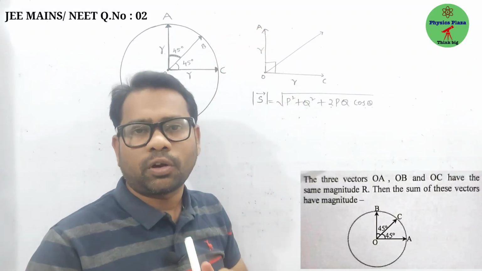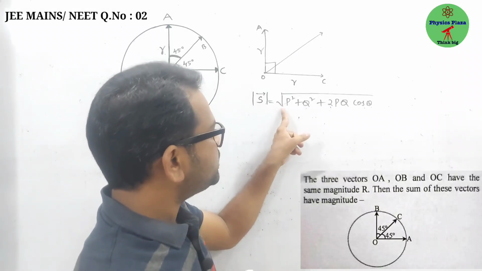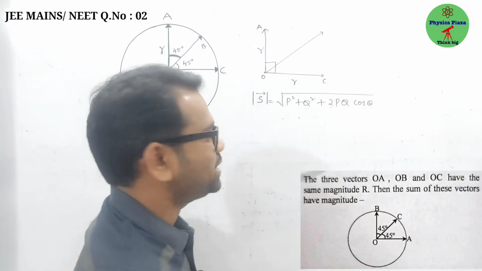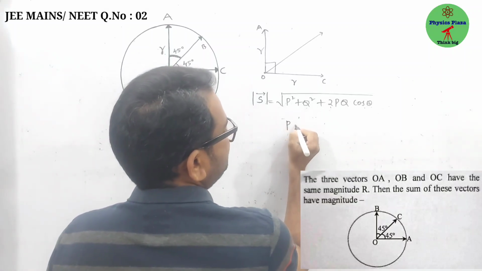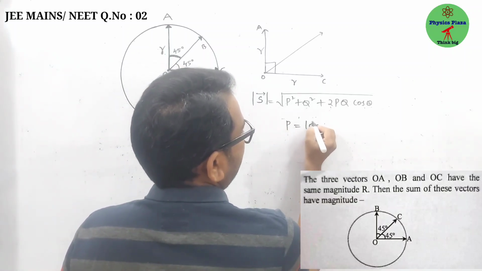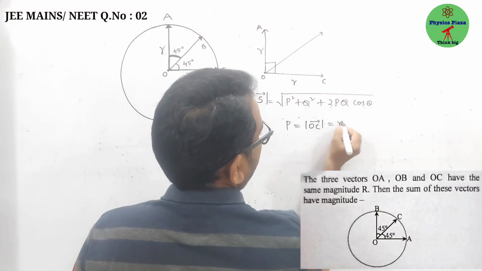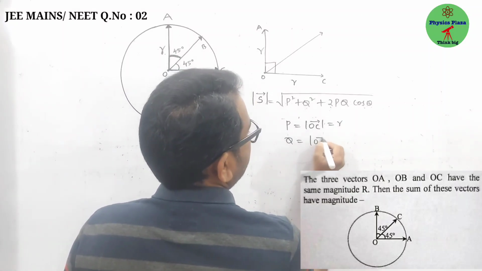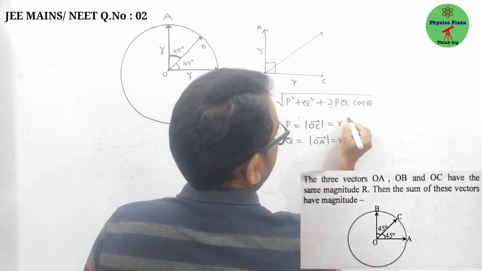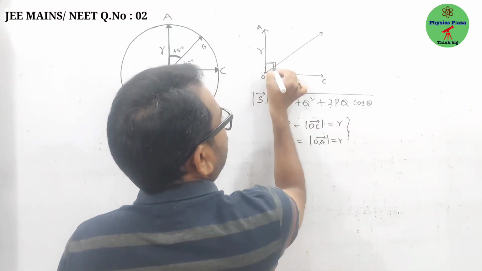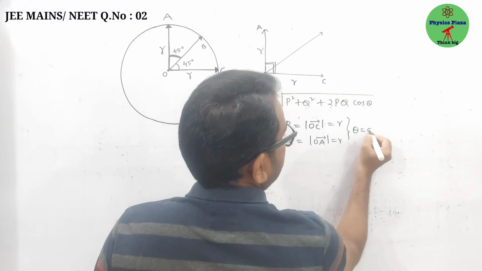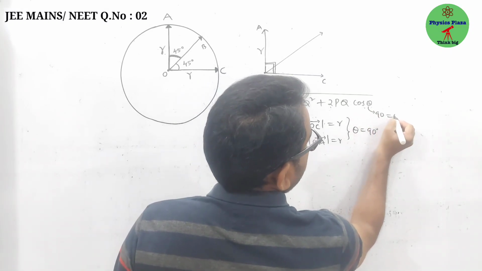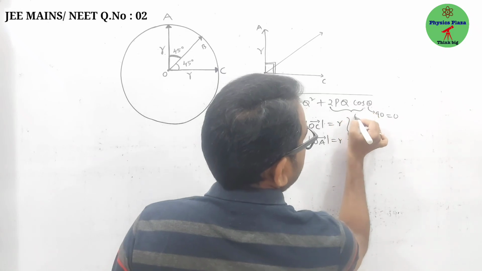As per the parallelogram law of vector addition, the magnitude is square root of p square plus q square plus 2pq cos theta. Here p is the vector OC magnitude, that is R only. And q is the vector OA magnitude, it is R only. If you can see, the angle between the 2 vectors is 90 degrees, and cos 90 is 0. So this entire term will be 0.